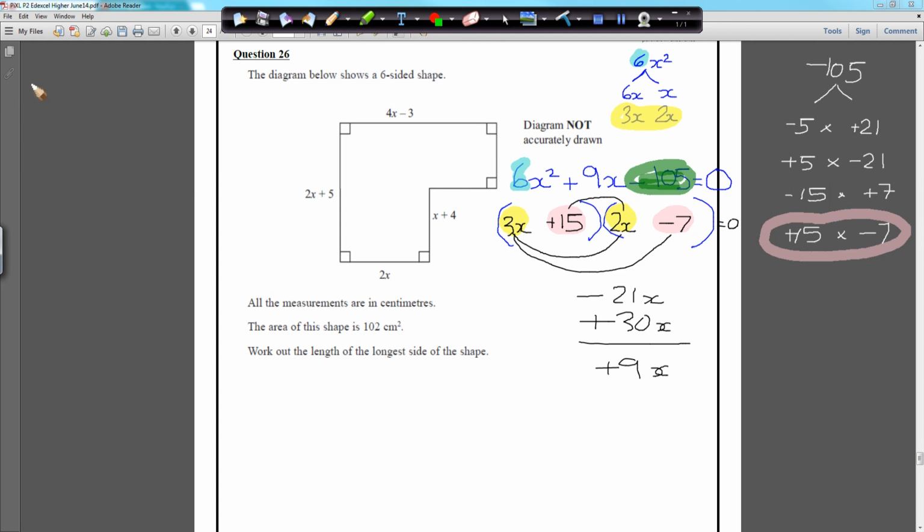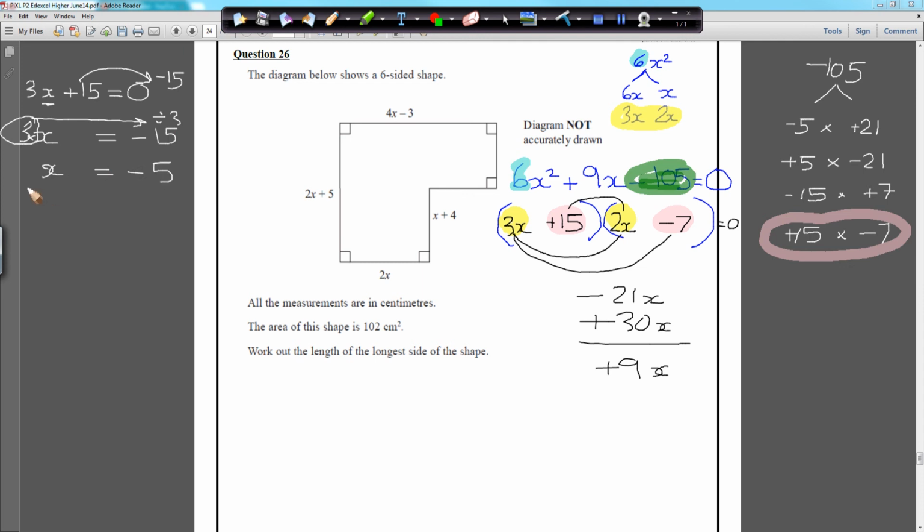So we have 3x plus 15 as our first bracket. We've got to make it equal to nought to work out the possible value of x. It's been times by 3 and add 15. First action, second action. So plus 15 goes over first. Plus 15 becomes minus 15. So 3x is equal to minus 15. And the opposite of times by 3 is divide by 3. So the x value is equal to minus 15 divided by 3, which is minus 5.